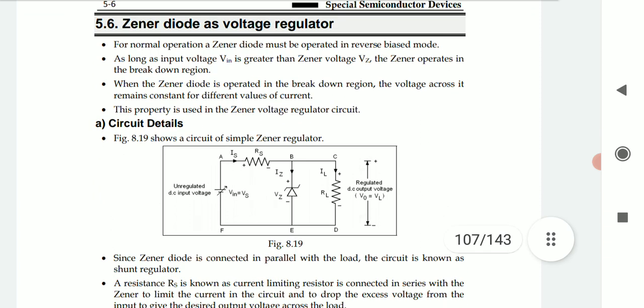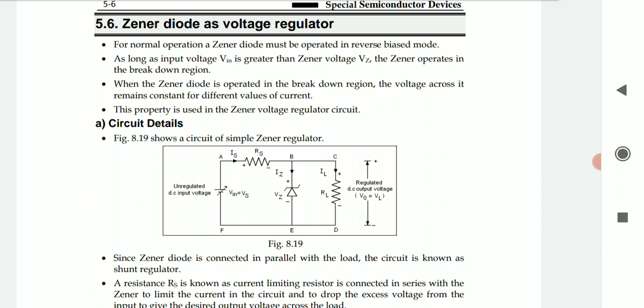Next, one of the important applications of the Zener diode is that it acts like a voltage regulator. This is very, very important. A voltage regulator is nothing but, even if any changes occur in the input, the output remains constant. That is nothing but a regulator. Irrespective of changes in input voltage, the output remains constant. This is nothing but a voltage regulator.